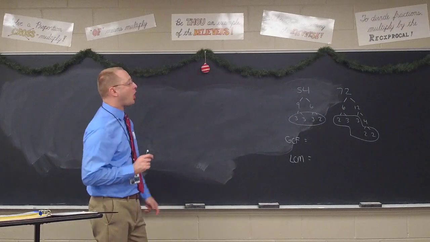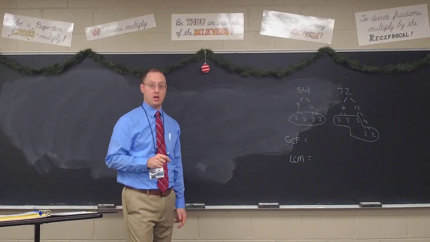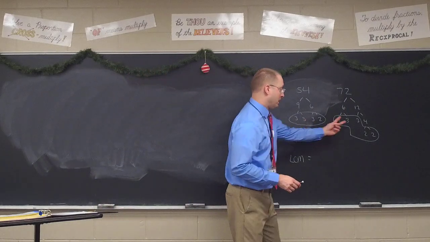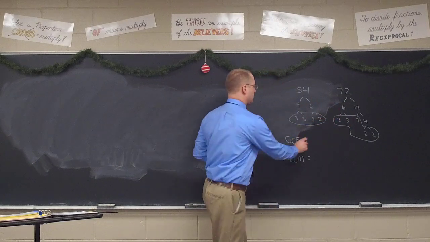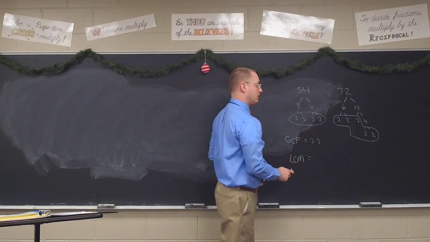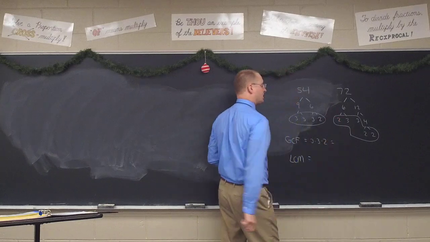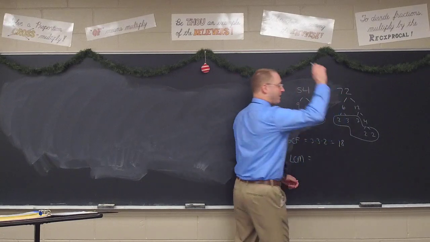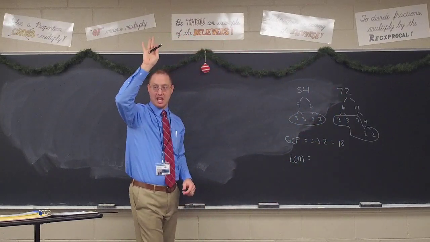Class, what do they all share? 3 and 2. They all at least have 2 3s, right? This has 2, that has 3. So they all have 2 3s, and they all have at least a single 2. So what's the GCF, class? 18. 18. How many found 18 to be your GCF?